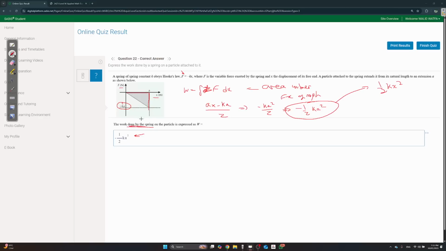Because they're saying by the spring, not on the spring. By the spring, you make it negative, by the way. That's actually one of the rules, but we never really used it. So without actually looking at the graph, you can just say this. But don't memorize, use this method, it's way easier. Okay. Next question.